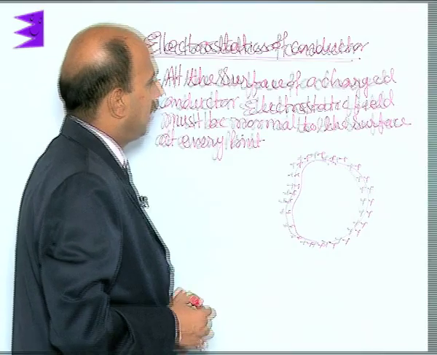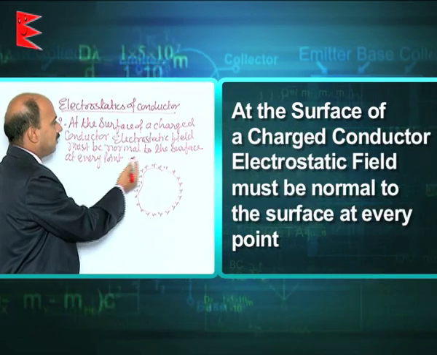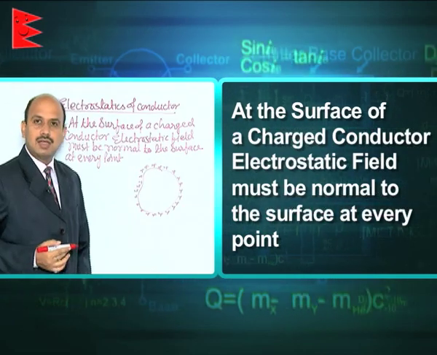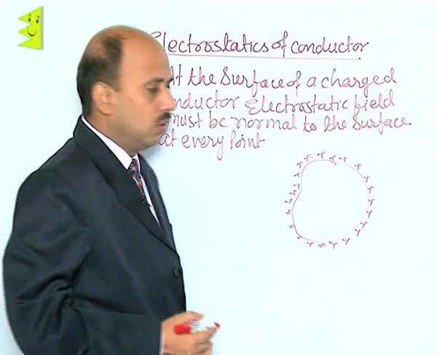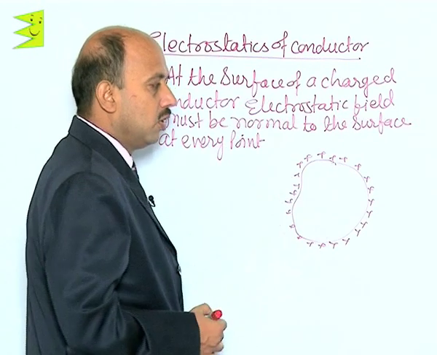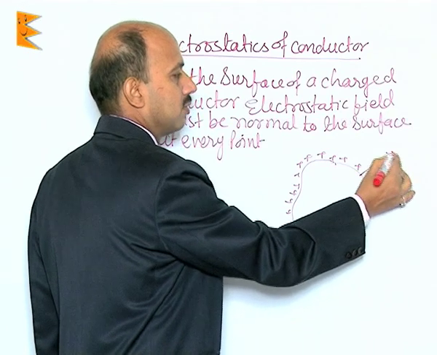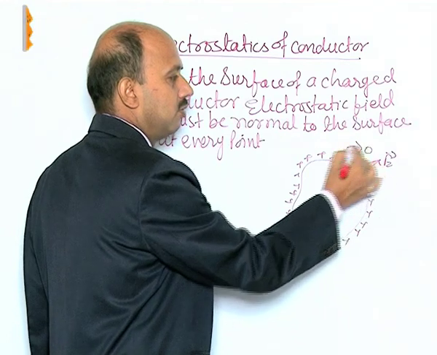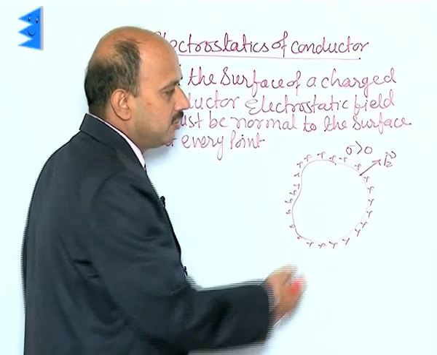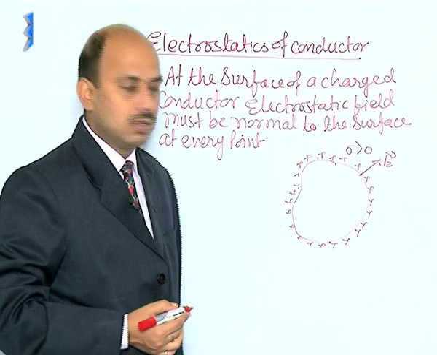Now see the second property, at the surface of a charged conductor electrostatic field must be normal to the surface at every point. Suppose I have taken this type of conductor, which is given charge plus Q. So at any point the electric field is normal to the surface if the charge density sigma is greater than 0. If sigma is less than 0, then electric field is normal, but the direction is radially inward.